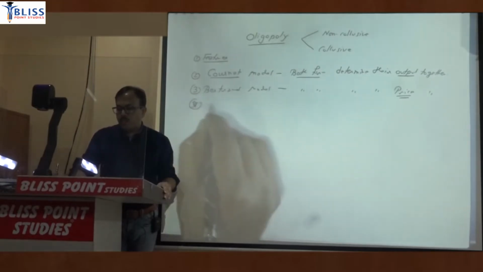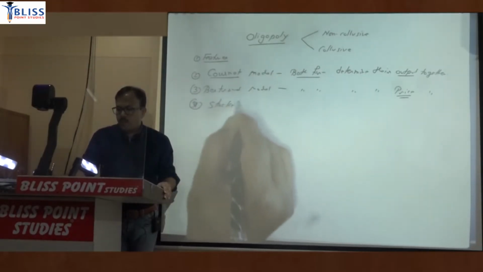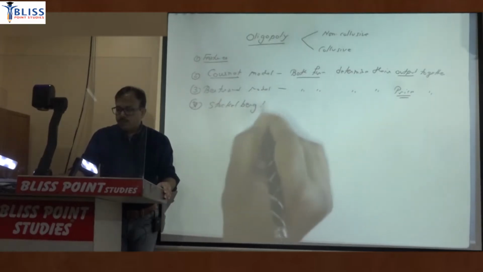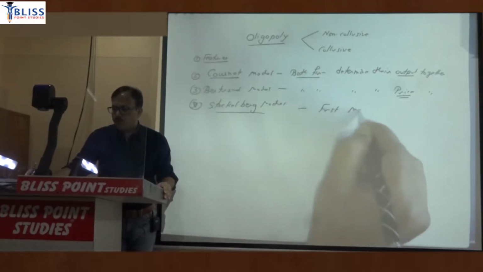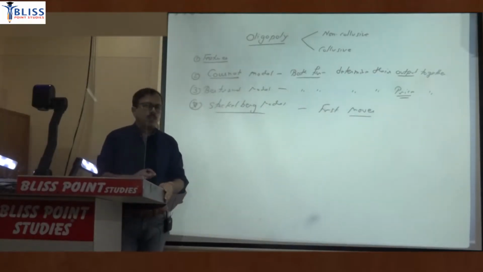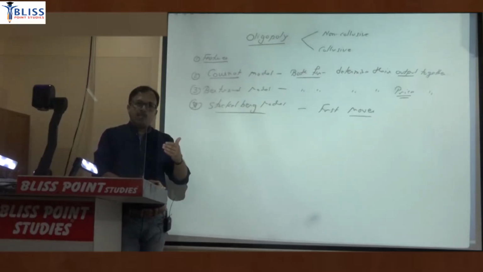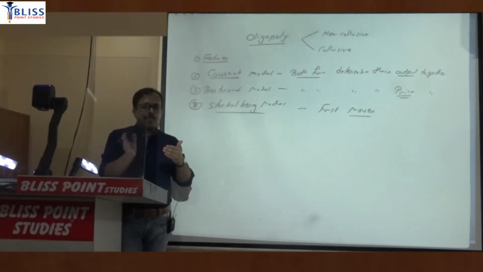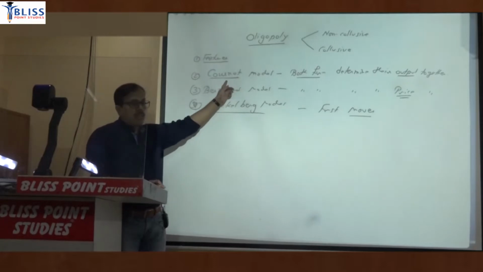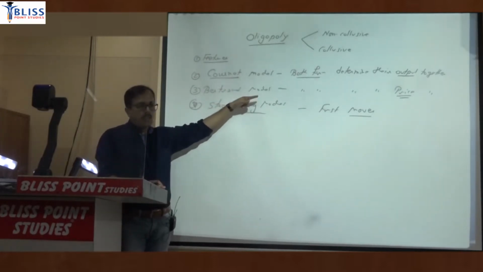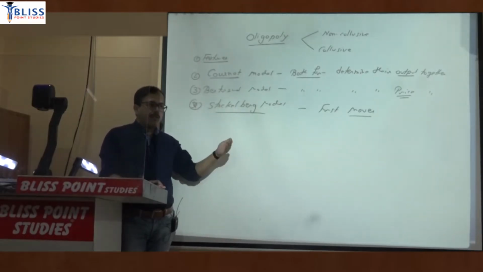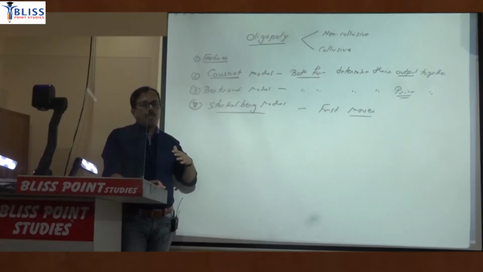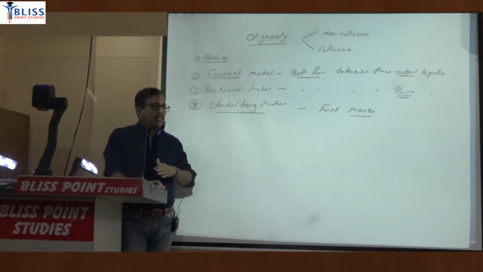The fourth is the Stackelberg model. In that Stackelberg model, we talk about a first mover, which means one firm sets the quantity first. After observing that quantity, the second firm decides. In the first model, both determine together. In Stackelberg, one firm will set the quantity first, then the second firm will decide. That means one firm will act as the leader and the other firm will act as the follower.